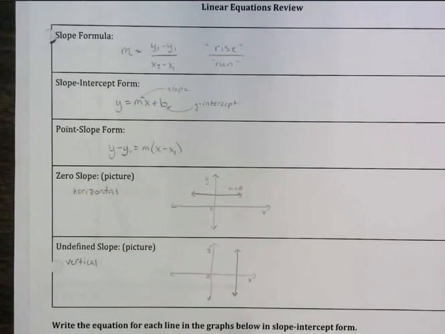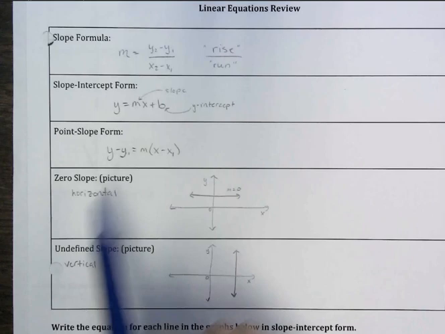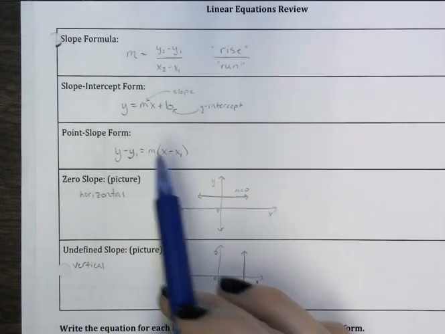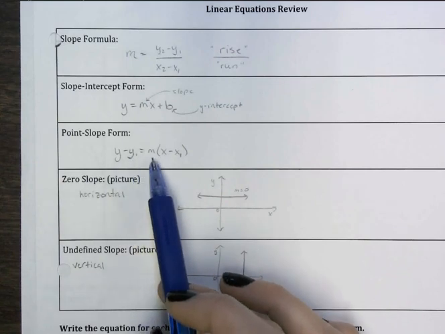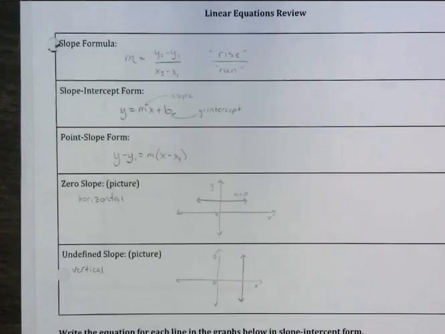This one might be new. Some of you may recognize this from algebra as well. But this is called point-slope form. This is another way to write an equation of a line. Y minus y1 equals your slope times x minus x1. Y1 and x1 are a very specific coordinate that you're given.